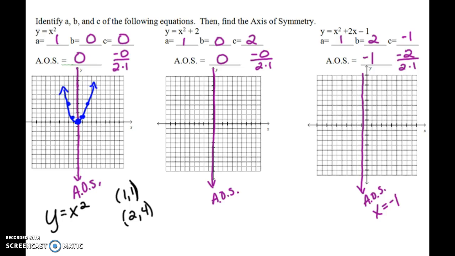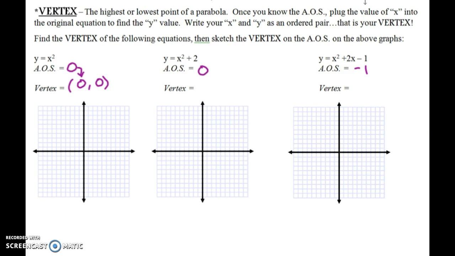So I'm going to go by the rule of thumb, 5 points total, and that includes the vertex. You are more than welcome to plot more than that, but that's enough. Okay, second one. So let's go down to where I was doing the vertex.